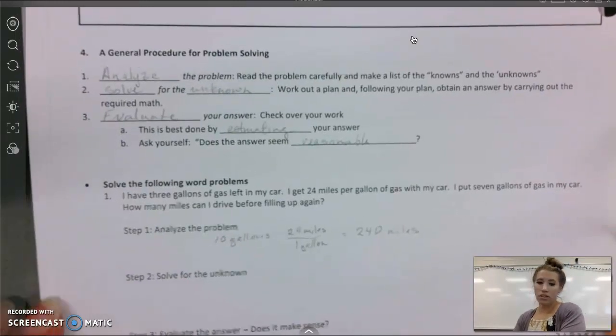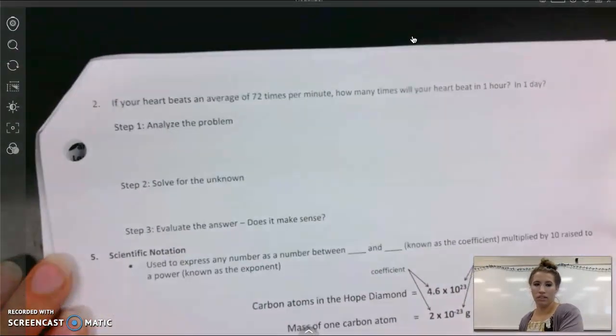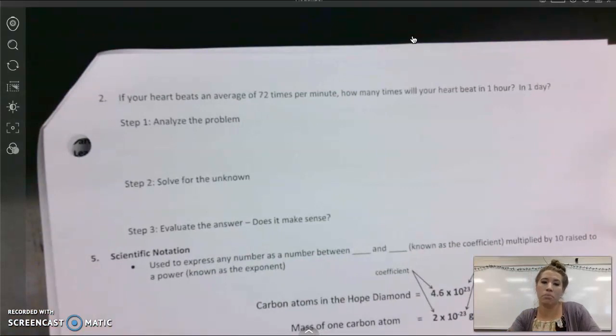And then the last thing that you need to cover in your notes is a second problem similar to this, talking about heartbeats and how many heartbeats in an hour versus a day. And I want you to take some time and give that a go at home.